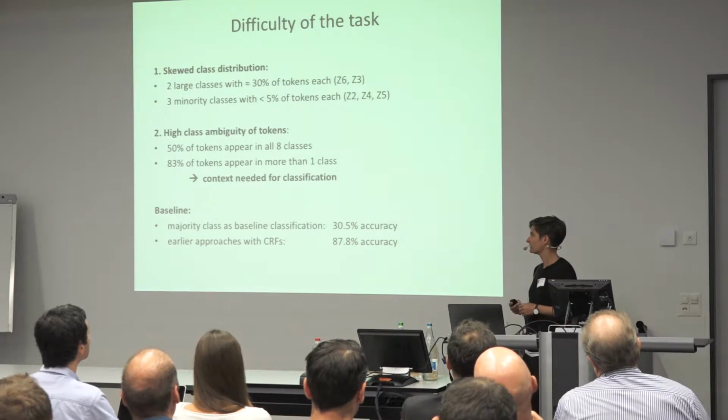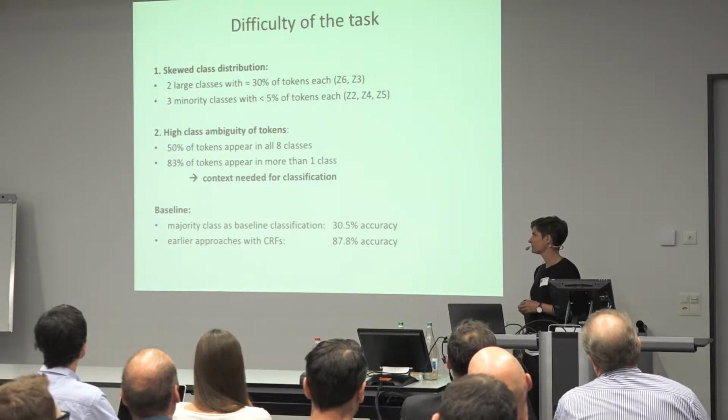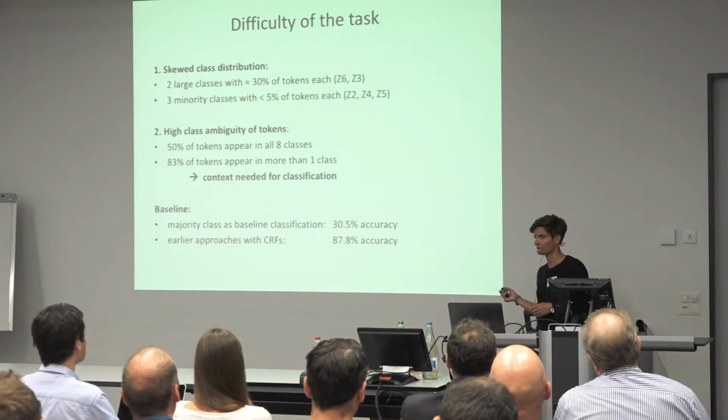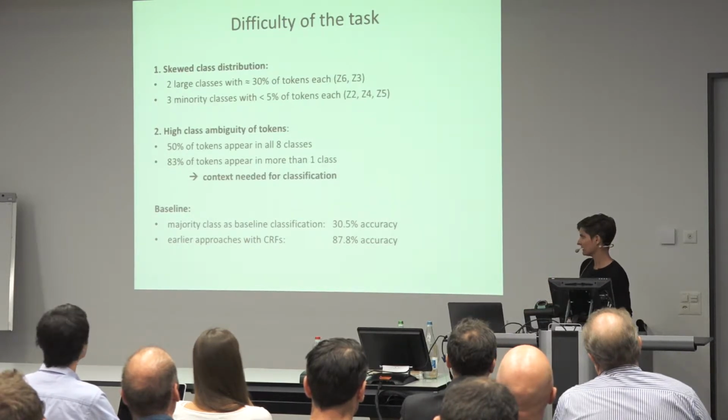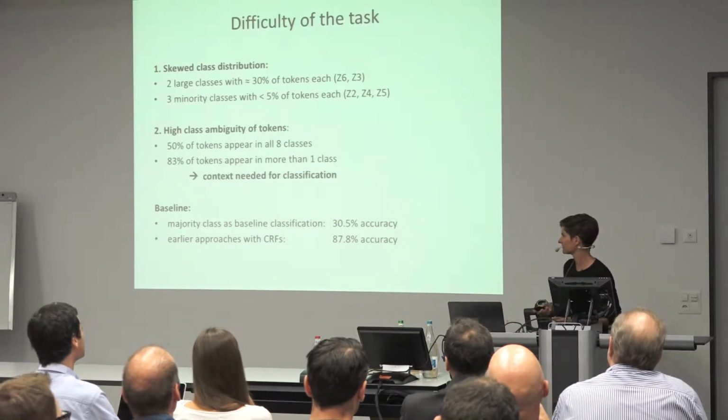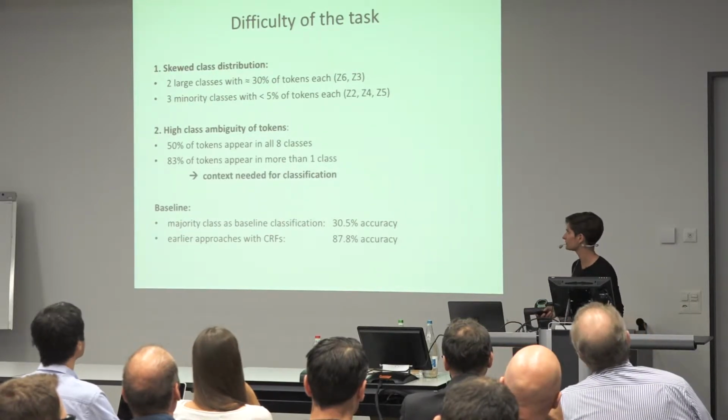So that you get an idea of the baseline, if we just used the majority class as a baseline, we would reach an accuracy of 30.5%. And in earlier approaches with conditional random fields, we achieved an accuracy of 87.8%.